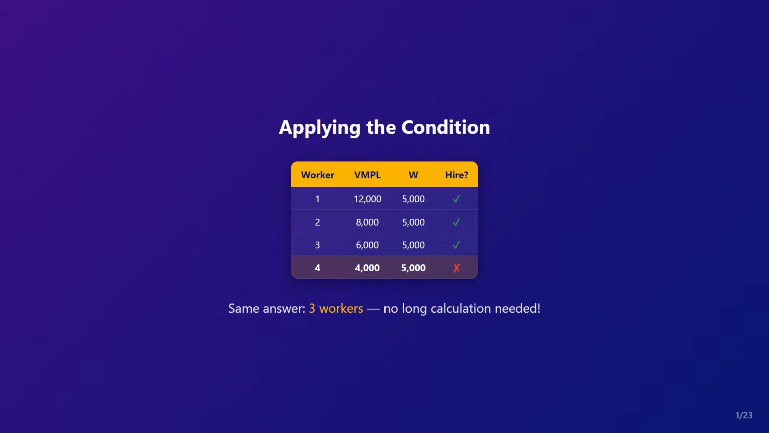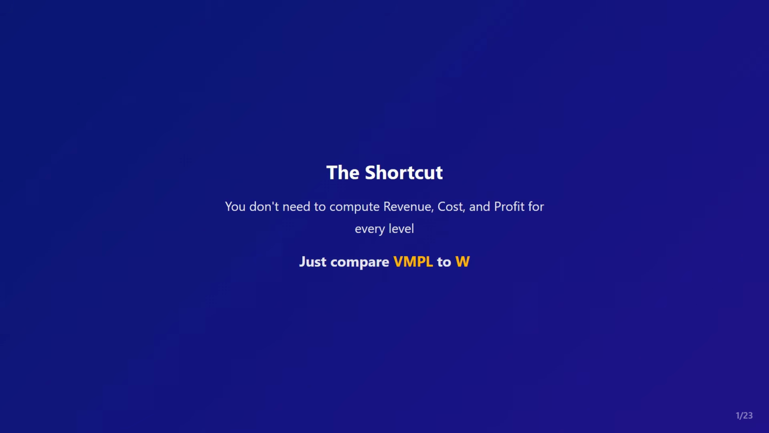The 3rd worker, marginal value product is 6,000 shekels, and the wage is 5,000 shekels. So, the 3rd worker brings in 6,000 and costs 5,000, adding 1,000 shekels to profit. Worth hiring him. The 4th worker, marginal value product is 4,000 shekels, wage is 5,000 shekels. The 4th worker brings in 4,000 but costs 5,000. He costs us 1,000 shekels. Not worth hiring.